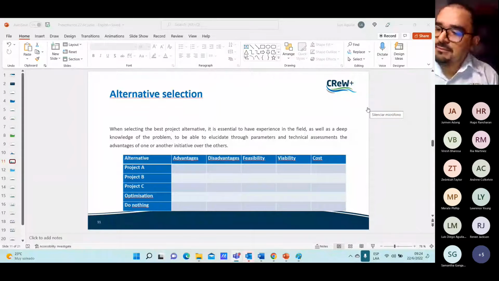Comments, questions about the selecting alternatives, selection of the projects. Phillips, you can say it also in a microphone if you want to.